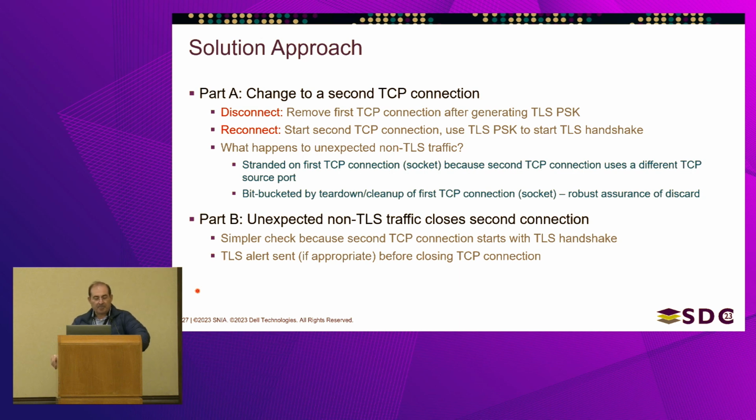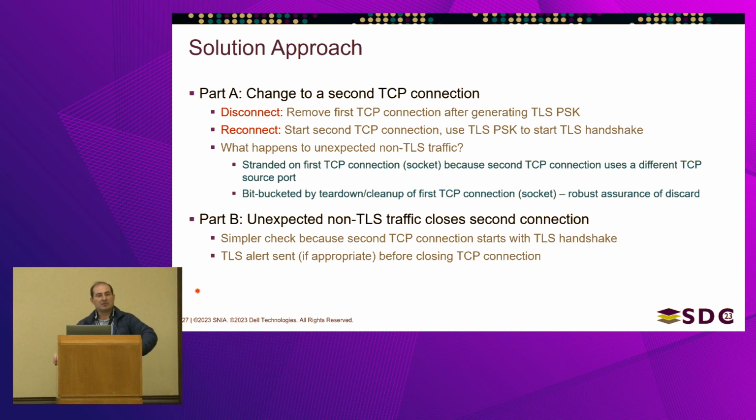Two pieces. Part A, we decided to change to a second TCP connection. And so now TLS concatenation will operate like this: we first do a DHM matchup transaction on a first TCP connection, we generate a PSK, and then we disconnect. We reconnect, and we immediately do the TLS handshake using that PSK. And at this point, we are in a much cleaner situation.